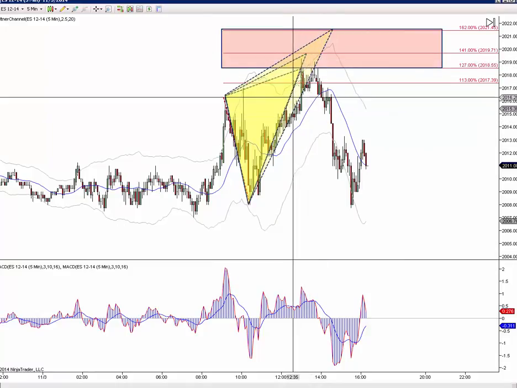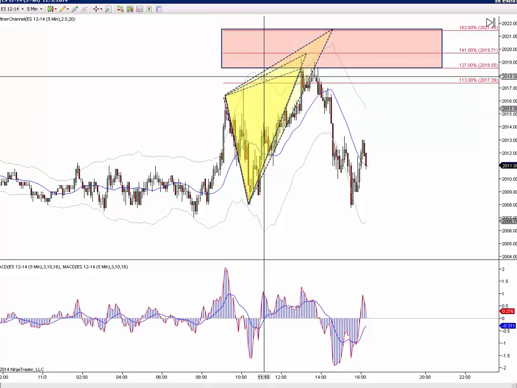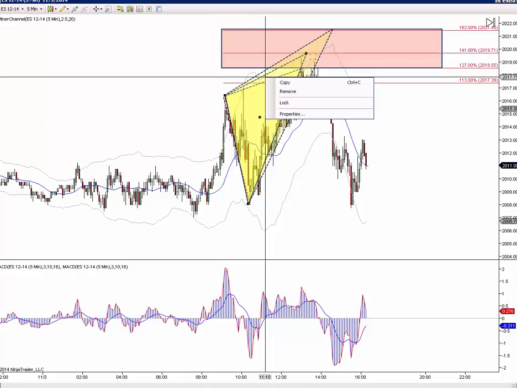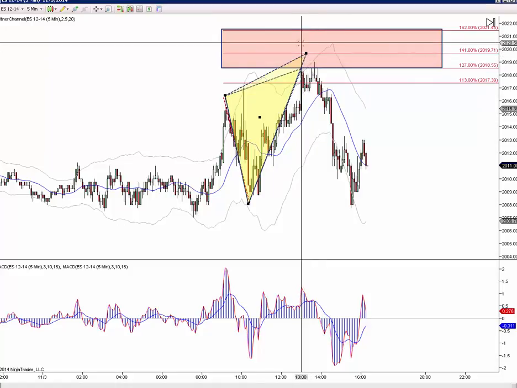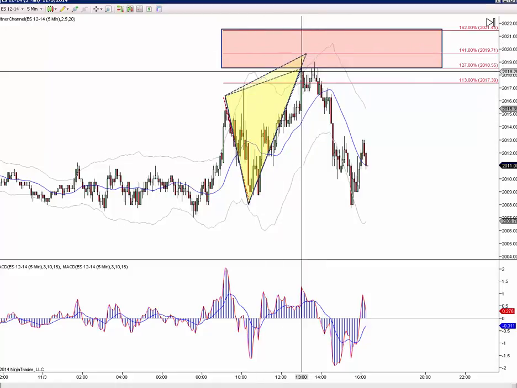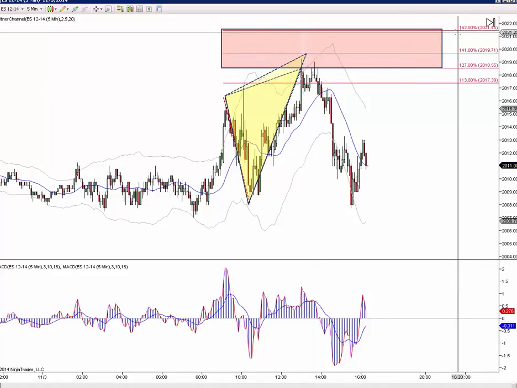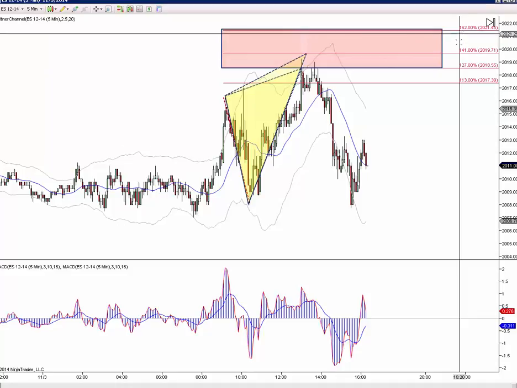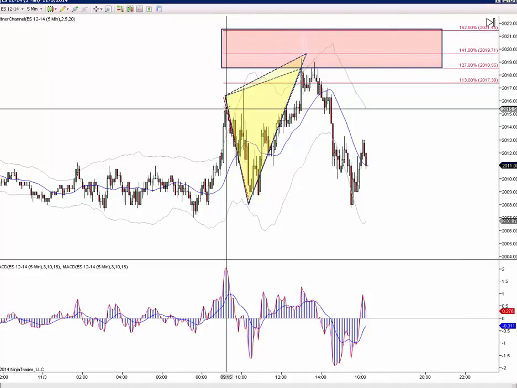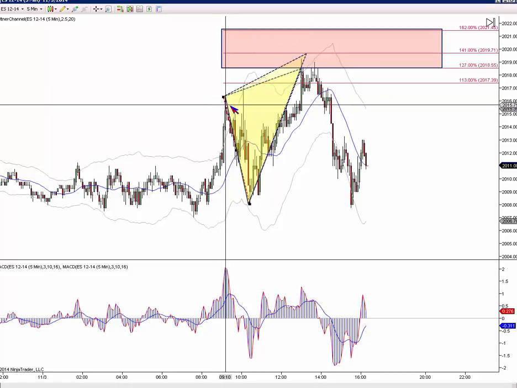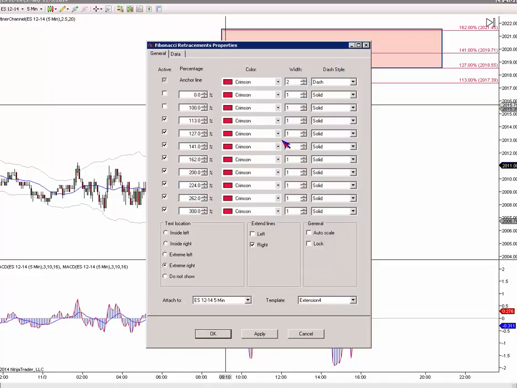The market rallied into the zone, so I'm going to remove these little triangles. If we look here, it pushed up into this 1272, 1618 extension. Then you have the 141 extension. So it pushed up into that zone, and that's the first thing we have to respect. Turn around. We got that.